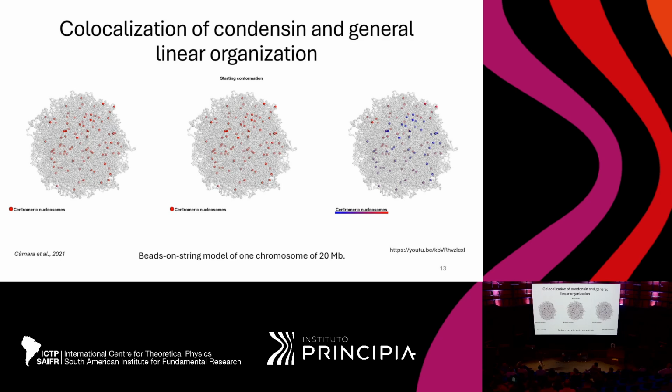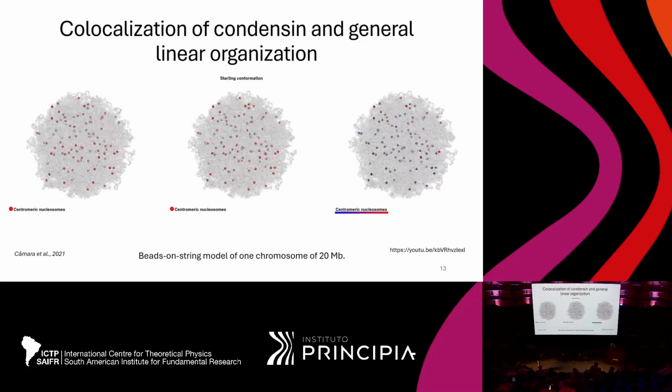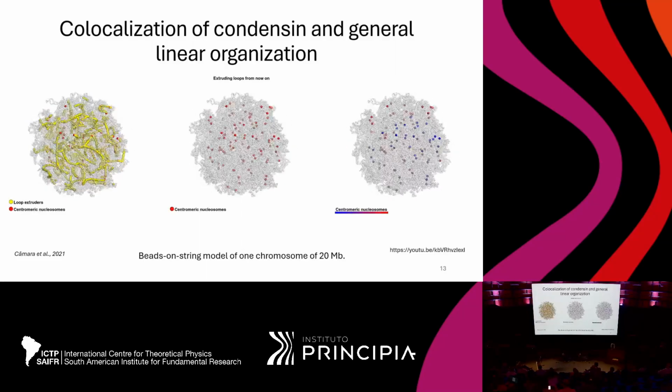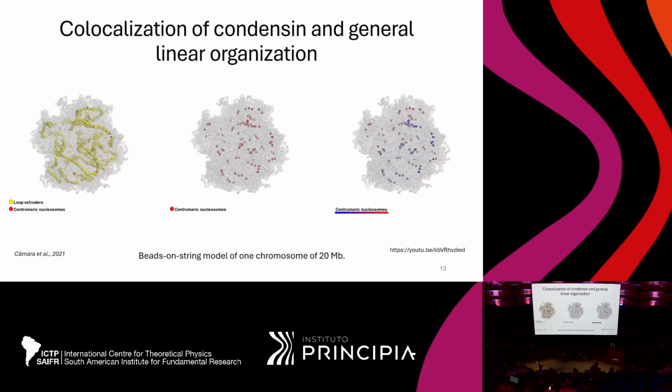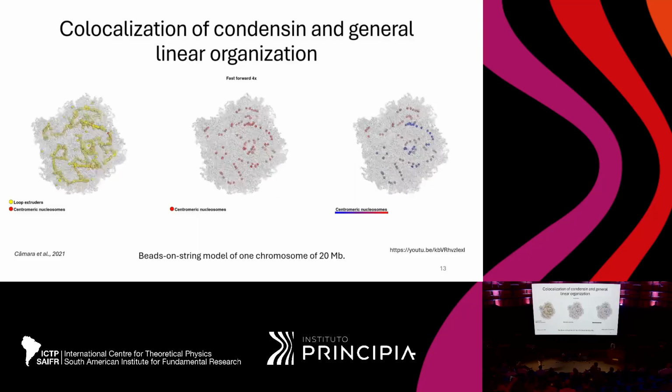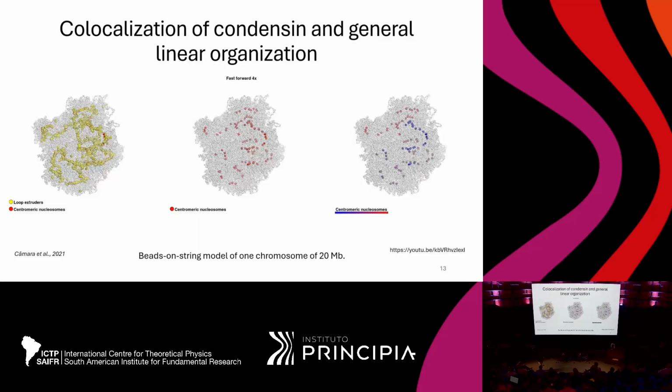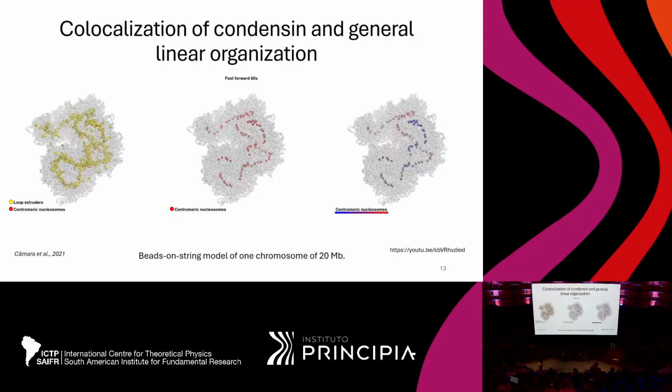So this is a movie, I hope it works, but I'm going to tell you what's going to happen here. This is the starting conformation, where I let it equilibrate in spherical confinement. And we can see the centromeric nucleosomes spread all over, like in interphase. And I think here you would see also as yellow beads the loop extruders shown next to the yellow beads. And you can see that it's a very dynamic model. The loop extruders are constantly extruding loops, and they slowly bring the centromeric units to a line. So here you can see this, making the movie faster.